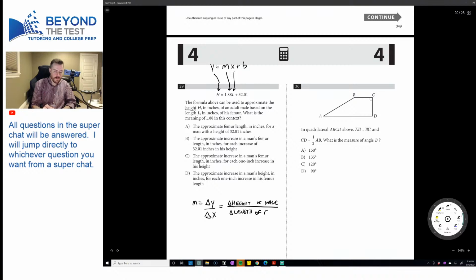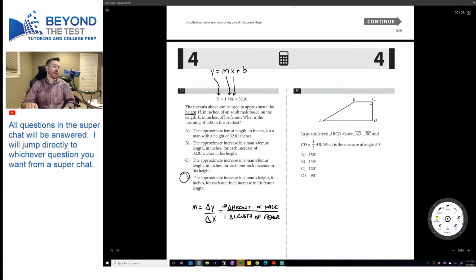Length of femur. So what we're saying here is that if we have 1.88 here, the height of the male changes 1.88 inches for every 1 inch change in the length of the femur. And you can see that that's the exact same thing as choice D here: the approximate increase in a man's height, in inches, for each 1 inch increase in his femur length. And that's exactly what we just showed there.